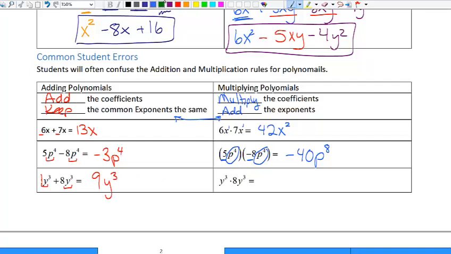But when you're multiplying those same two terms, you take the 8 times 1 and multiply them and get 8. y cubed times y cubed, I add the exponents to get y to the 6. So I hope that little chart helps you out on making sure you know which one you're doing, if you're adding the polynomials or if you're multiplying, and what to do.